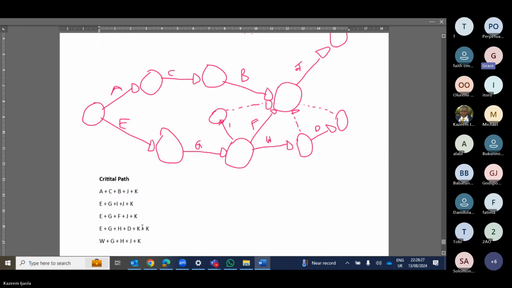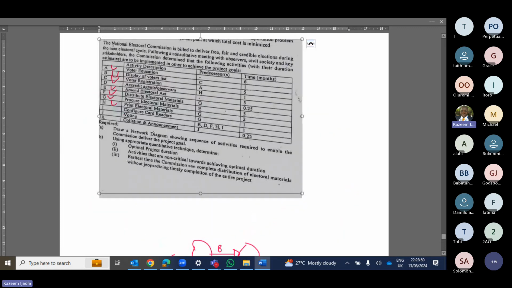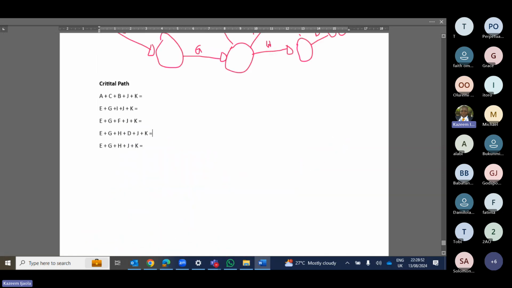Yes. Let's assign time now. This is our critical part. So E, not W. I typed E, my computer said W. All right, let's put the time. A is 6. B is 1.